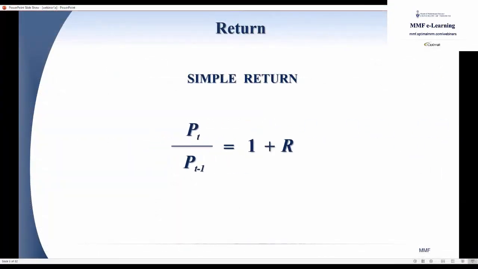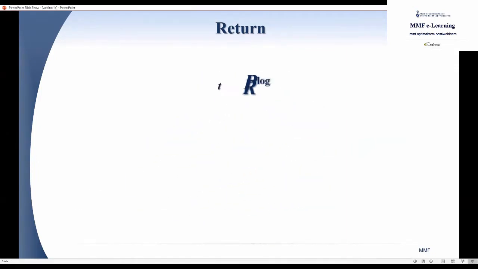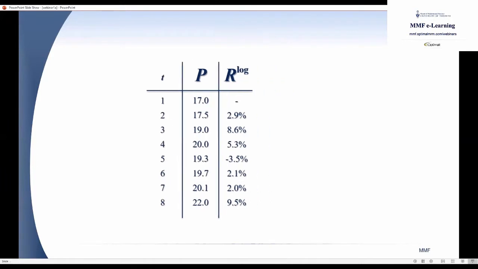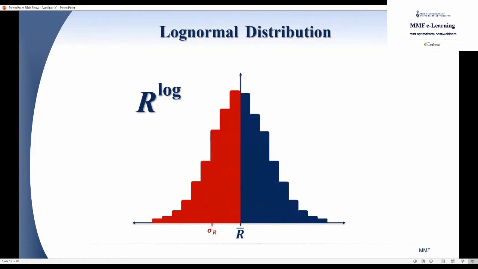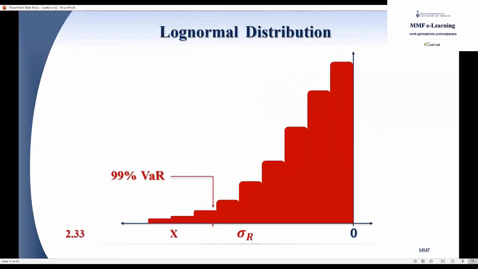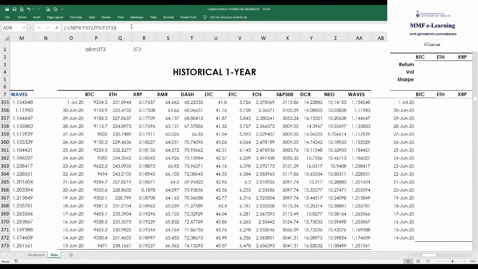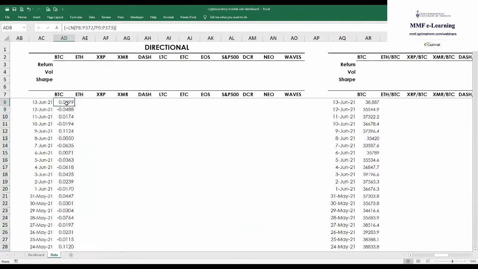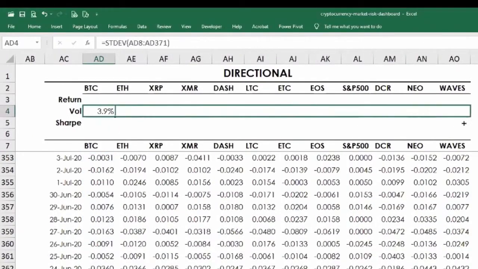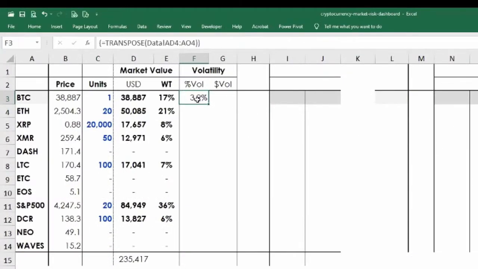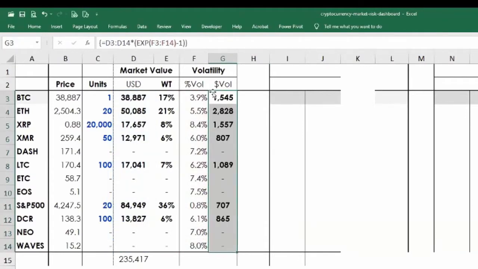We use the logarithm of the simple return for assets whose price moves very quickly, as in the case of cryptocurrencies. The standard deviation of returns is the easiest way to measure volatility or risk at some confidence level, such as 99%. The daily log of returns is a simple formula of daily price changes expressed in relative terms. Volatility uses Excel's standard deviation formula as a function of the daily price relatives. Volatility can also be expressed in dollar terms.